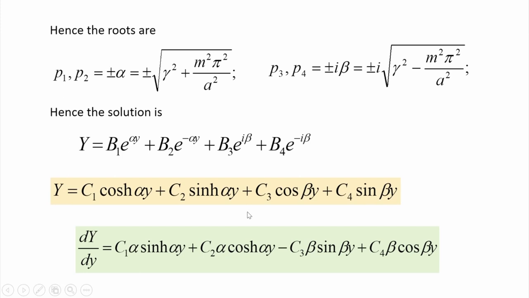And taking the first derivative of this equation, dY/dy = C1 α sinh αy + C2 α cosh αy − C3 β sin βy + C4 β cos βy. We need the function Y and its derivative because of the fixity condition given at the edges y = 0 and y = b, so the slope must be 0 at the fixed end. Hence we obtain the first derivative of this function.